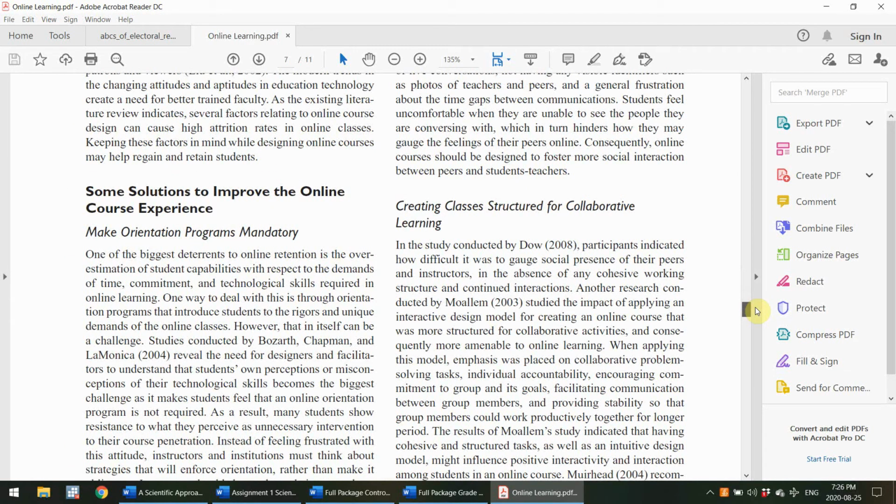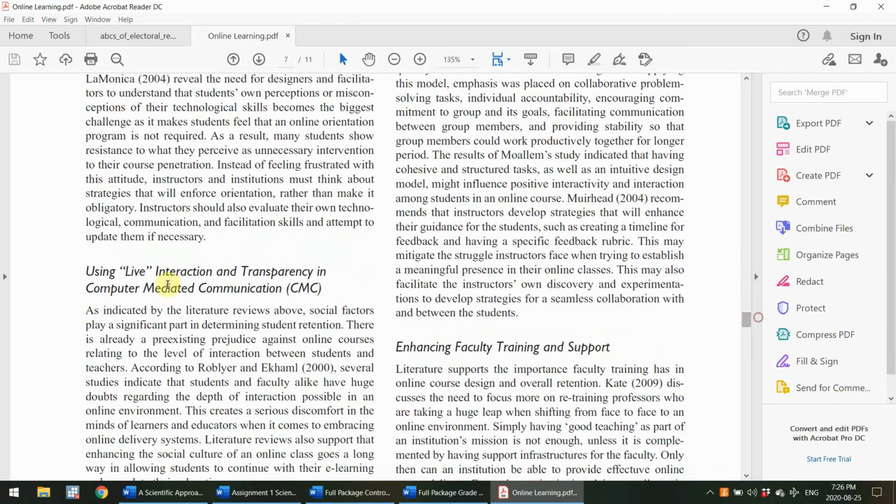And then they make a few suggestions. So, for example, making an orientation program mandatory, classes structured for collaboration. And then one example is the use of live interaction. So it would appear, at least from this one article, and obviously you'd want to go to many articles and get a sense of what's going on, but according to this article, at least, if you have live interaction, so it's synchronous as opposed to asynchronous, then you're going to have a lower attrition rate.